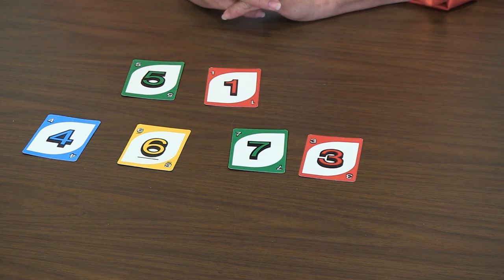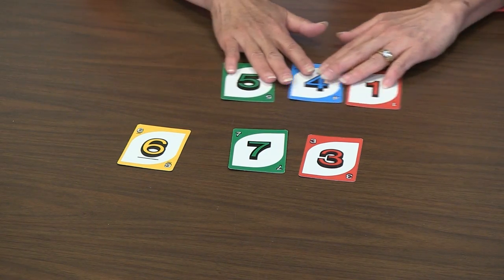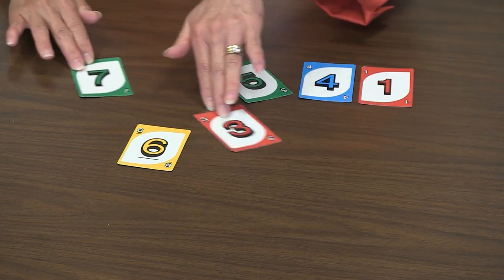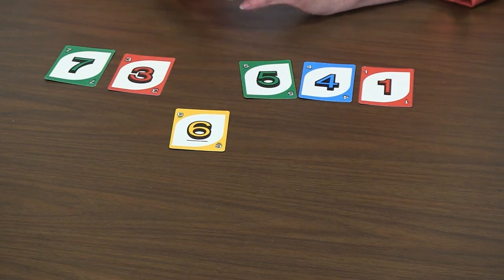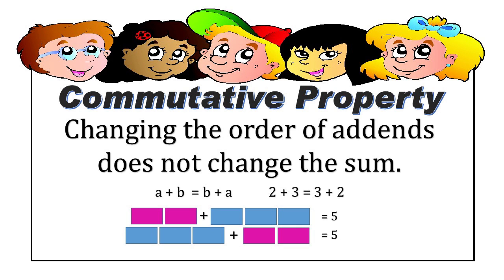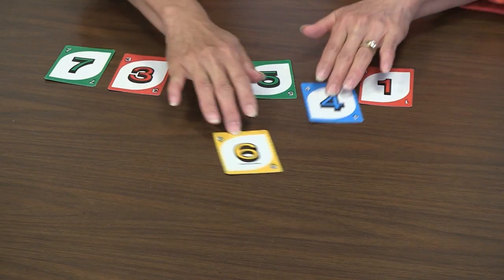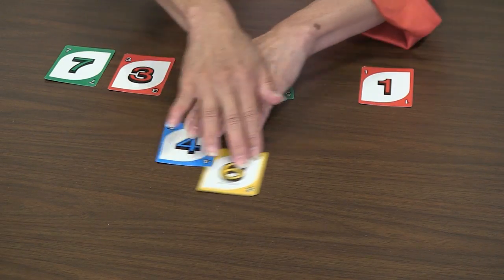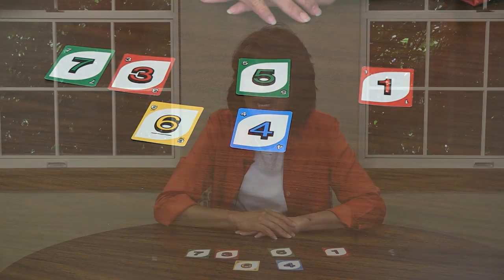I might also think about adding possibly 5, 4, and 1 to make a 10, my 7 and 3 to make another 10, and add the 6 that's left over, which still gives me 26. The commutative property allows you to switch the order of the addends when combining numbers. I switched 4 plus 6 to 6 plus 4 because that's easier for me to add in my head.